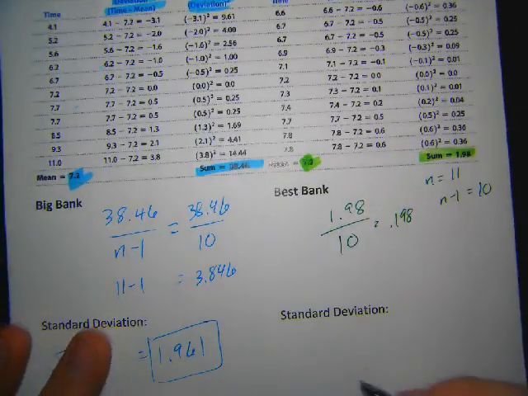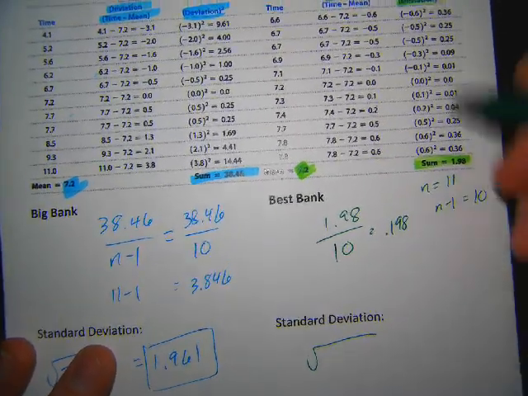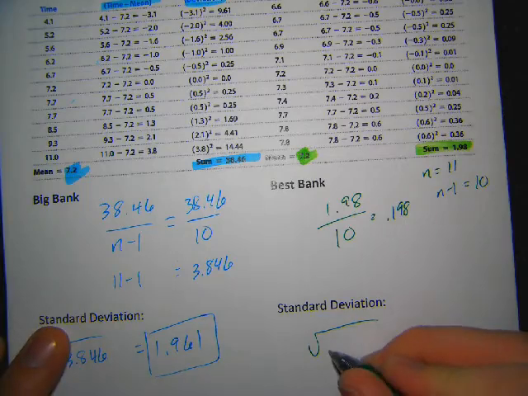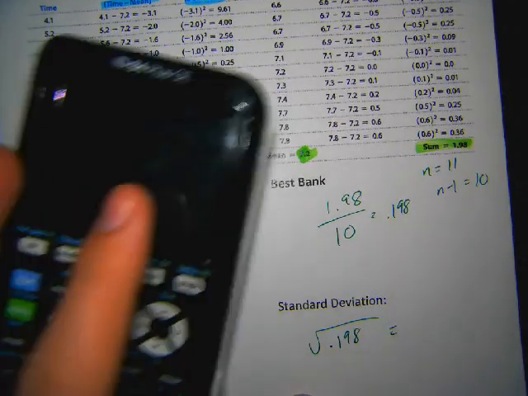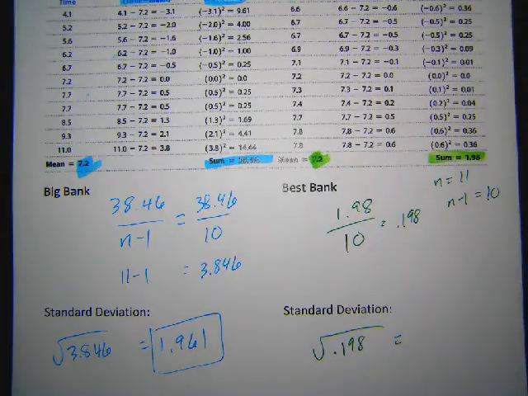And then the last thing to do is the square root, because you have to undo that square we had up here. So square root that 0.198, and that'll give us our final answer. So what's the square root? Actually, I should just use another calculator so I can show you my TI-30, if that's what you're using. It does square roots just as well.